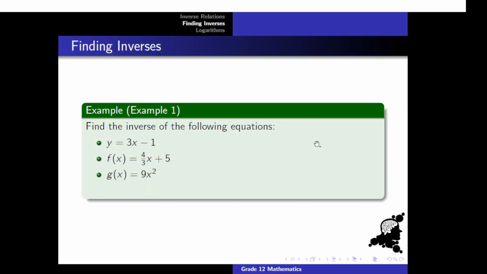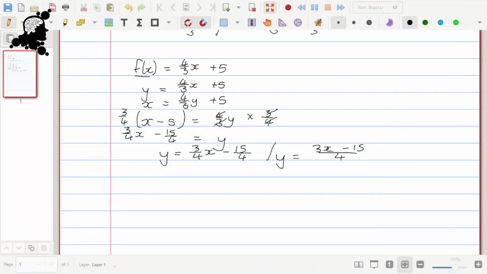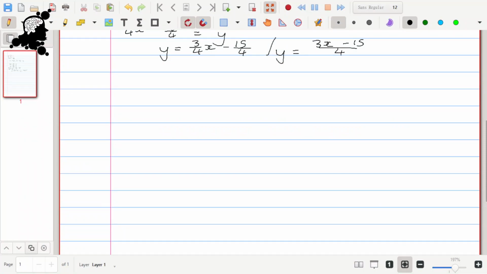Alright, let's move on to the next question. So g of x equals 9x squared. Let's have a look at this. So we've got g of x is equal to 9x squared. The first thing we need to do is where we see g of x, we need to replace it with y. So y is equal to 9x squared. The next step is I need to swap x and y. x is equal to 9y squared.